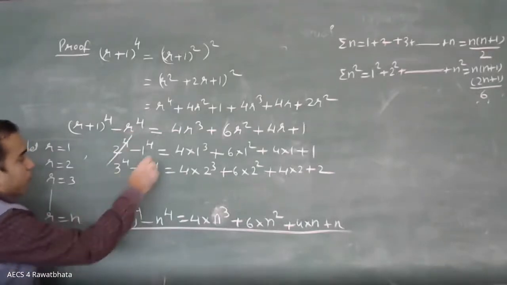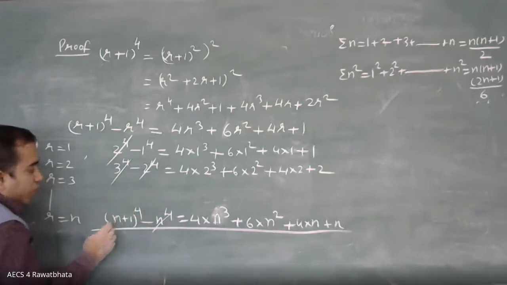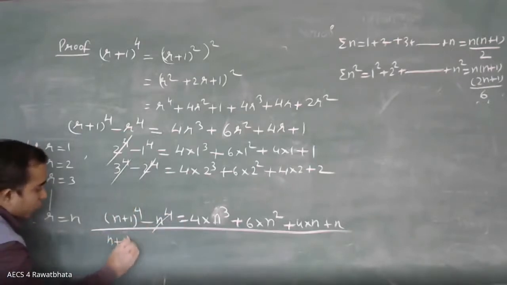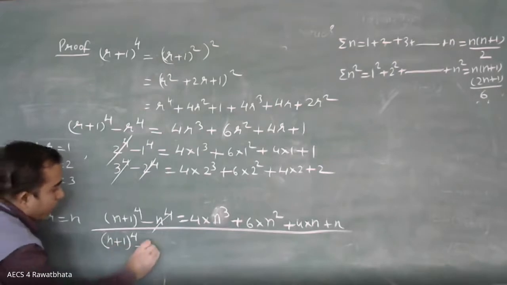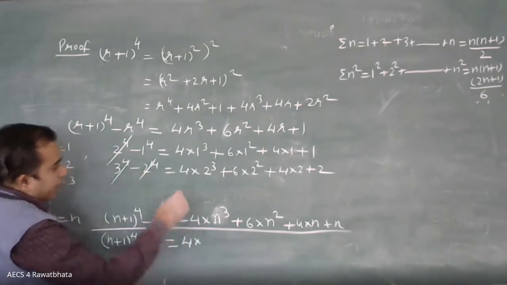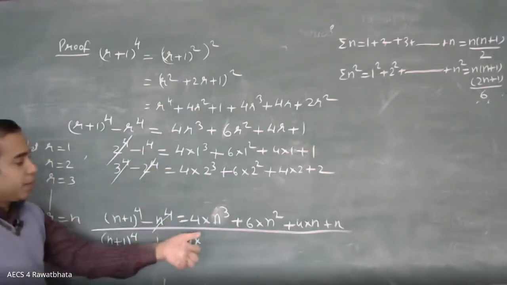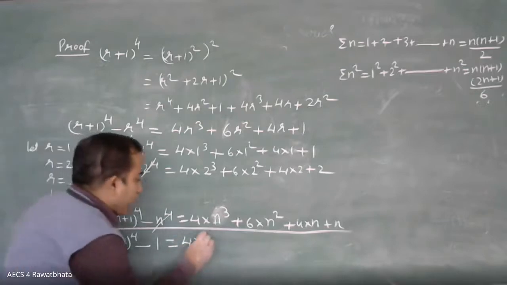2 raised to power 4 minus 2 to power 4, 3 to power 4 with the next one, and n to power 4 with the previous one. And you will have n plus 1 whole to power 4 minus 1 is equal to 4 common. And in the bracket, you'll have 1 cube plus 2 cube plus etc. up to n cube. That will become summation n cube.